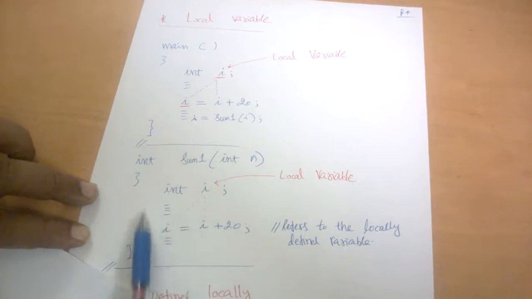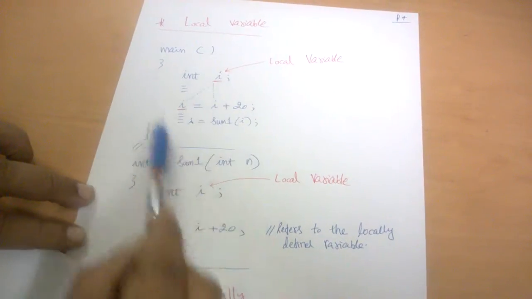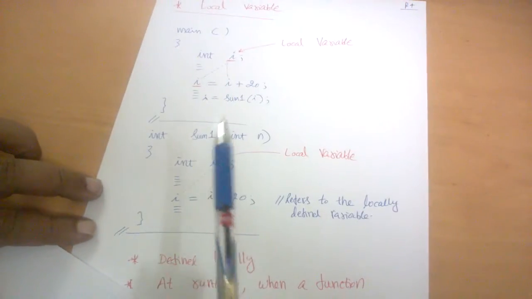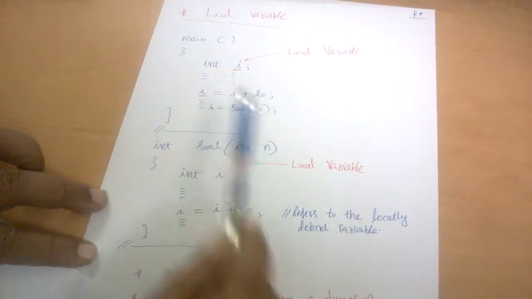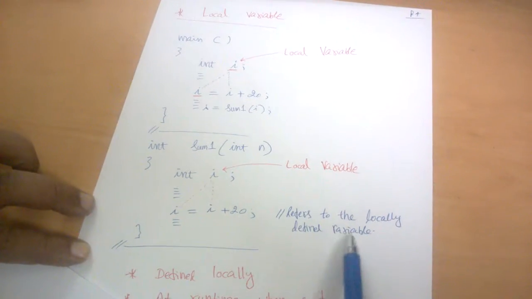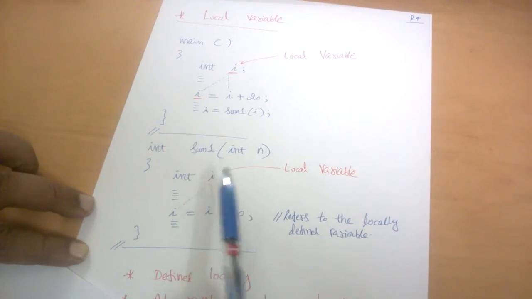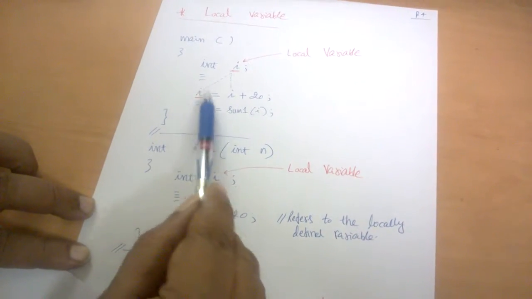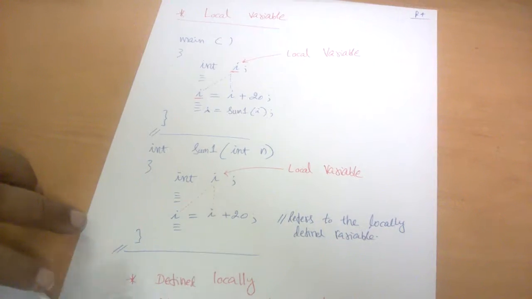This is local to this function. This I is local to this function. Now this I is different from that. Both are different. So whenever we use I, this refers to the locally defined variable, that is this variable. Same thing here. The locally defined variable, it refers to that.